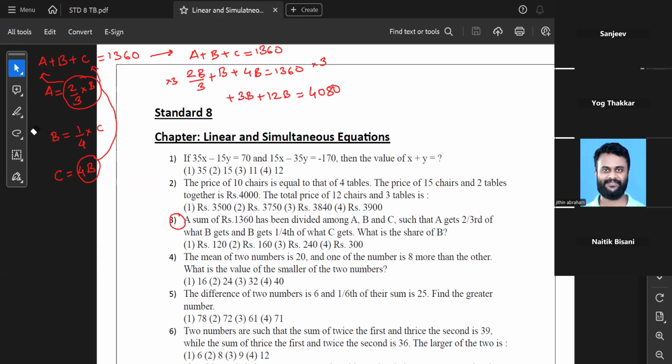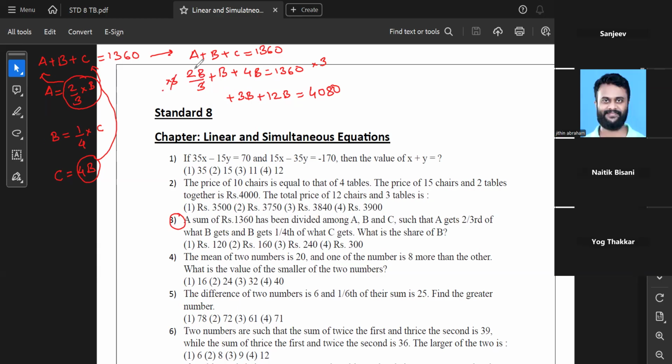2B. Yeah, correct. So after I cancel 3 and 3, I'm left with 2B only over here. This B, when I multiply with 3, I'll get 3B. This 4, when I multiply with 3, I'll get 12. And this 1360, when I multiply by 3, I'll get 4080.